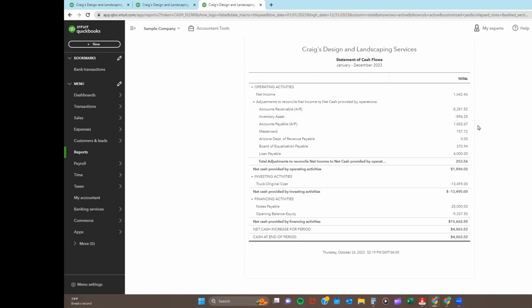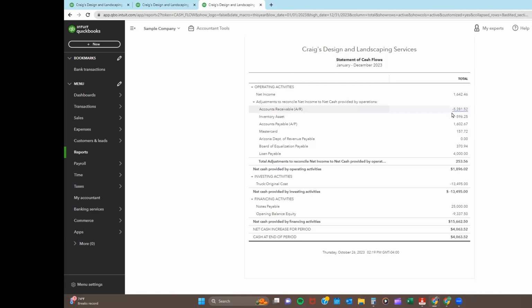Now it's the inverse with the liabilities. Okay, as our liabilities increase, our cash increases. So we know that our accounts payable went up. What does that mean? That means we're hanging on to our cash since we haven't paid it. If our accounts payable went down, it means that we paid it and our cash goes down. So our AP went up, our MasterCard also went up, this Board of Equalization went up, and this loan went up. So that means our cash went up.